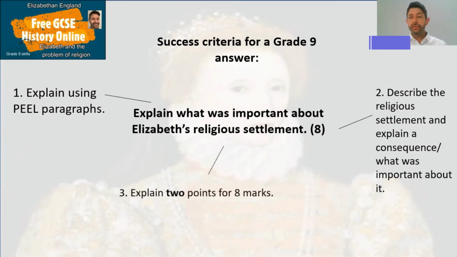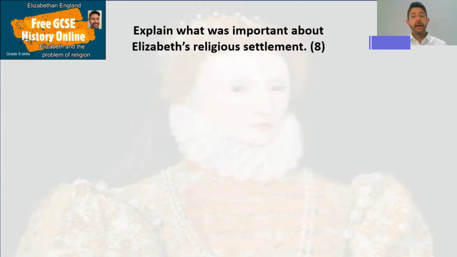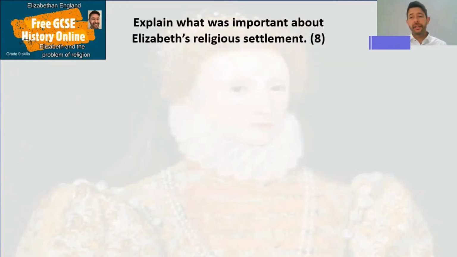Obviously, for 8 marks, we need to do this twice. We need to explain 2 parts of the religious settlement. And obviously, for the wider marks, try and explain maybe Catholic and Protestant or different places. So you're getting those top level marks. So what will it look like?